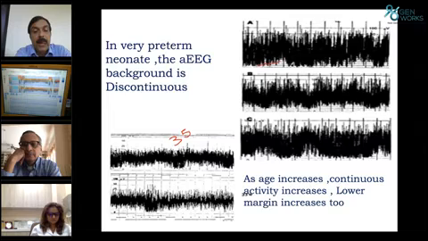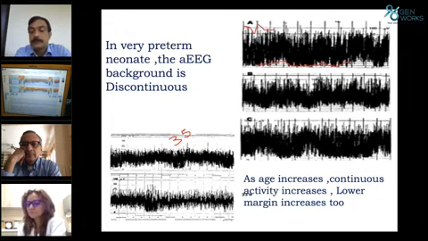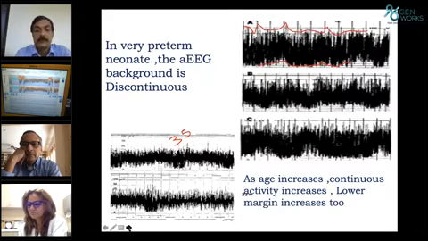And one more thing is, between the lower margin and upper margin, the dense pattern is always maintained. It is not like IBI, interburst interval, it is not there. So continuity is there. That is one. Remember one more thing, a discontinuous pattern for a preterm baby is normal. You should not think it is abnormal.